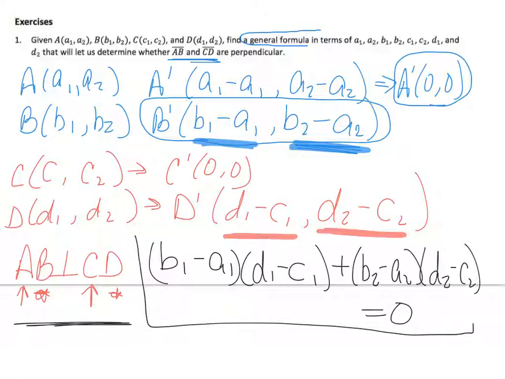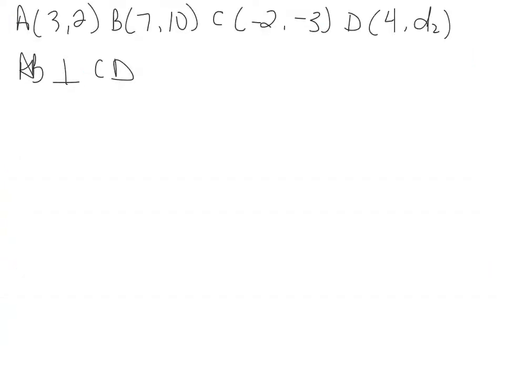So just like the last lesson, that's a lot of letters. I don't want to confuse you. This right here is what you need to know, right? Cool. All right, let's try one. It's given that AB is perpendicular to CD, and I've got lots of points there. Notice D, I don't have the Y value of the ordered pair. We need to find the value of D2.